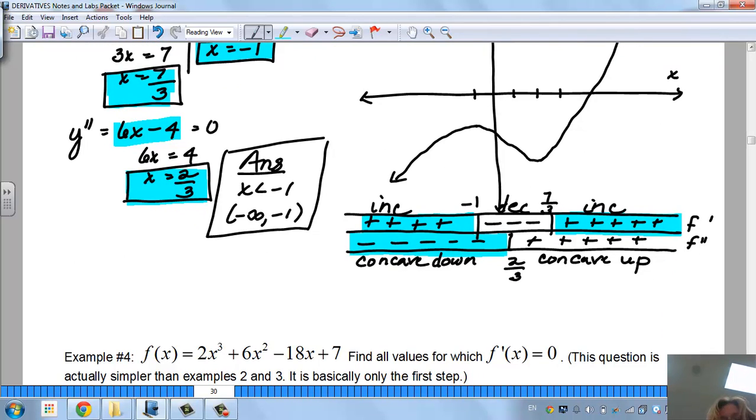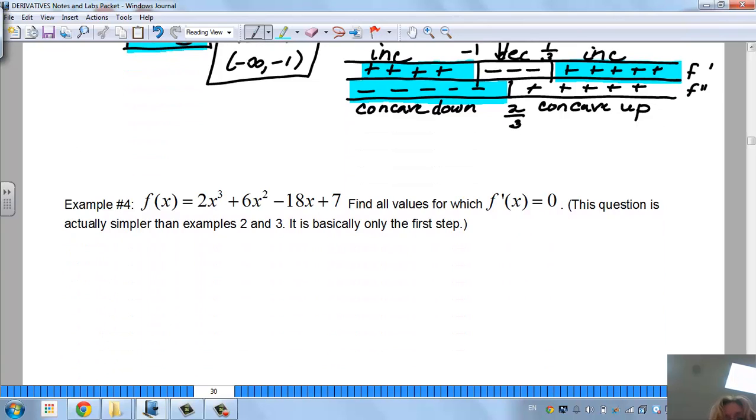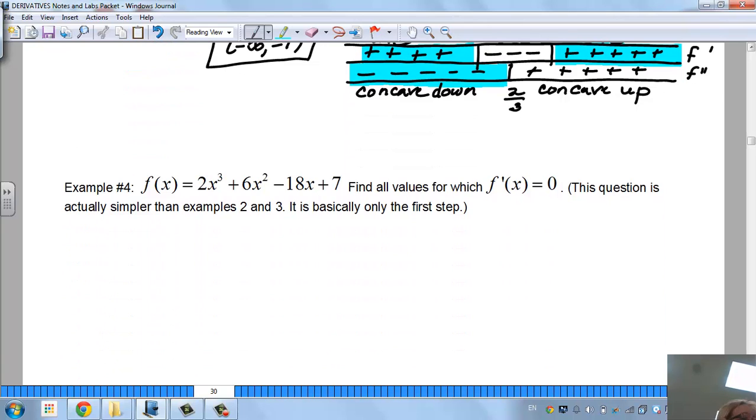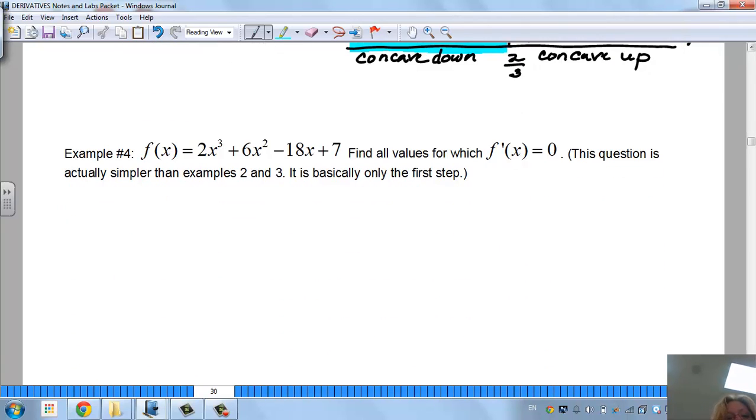All right, we have one more for practice for applications, and this one's a short one, and we're going to discuss this more in class. I have this function. It's another third degree polynomial, and basically it says find all the values for which f prime of x equals 0. This question is actually simpler than the ones we just did, and it only has one step. So basically we're just going to do f prime of x and put it equal to 0. So that's going to be 6x squared plus 12x minus 18, and we're going to put that equal to 0.